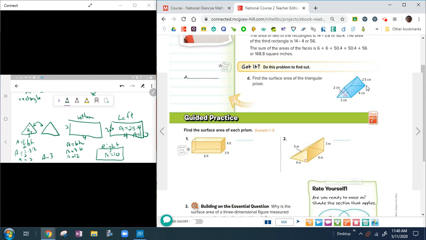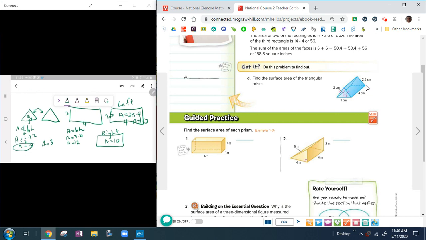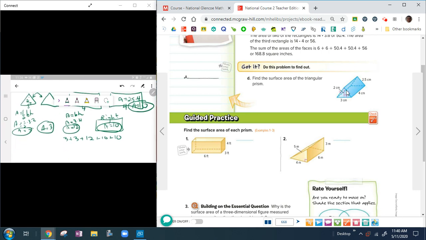Now, I've got 1 area, 2 areas, 3 areas, 4 areas, 5 areas. Are there 5 faces to the shape? Yes. So let's add them up. 3 plus 3 plus 12 plus 10 plus 10, and that gives me my grand total: 10, 20, 32. 32 plus 6 is 38 centimeters squared. And let's make sure we're right. Okay, 38. Okay, so there's our lesson.